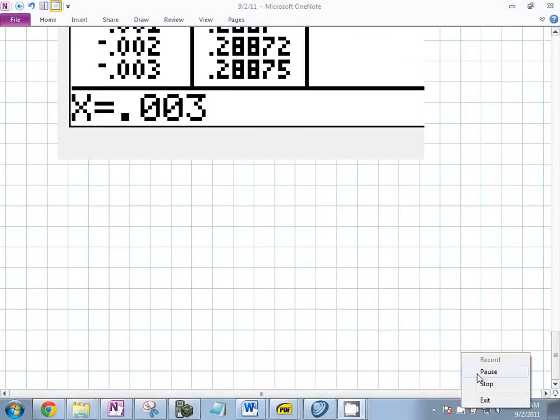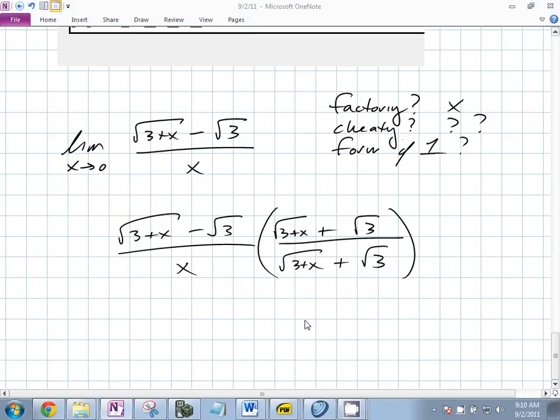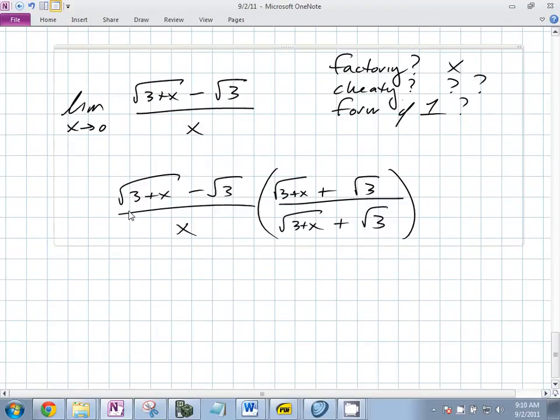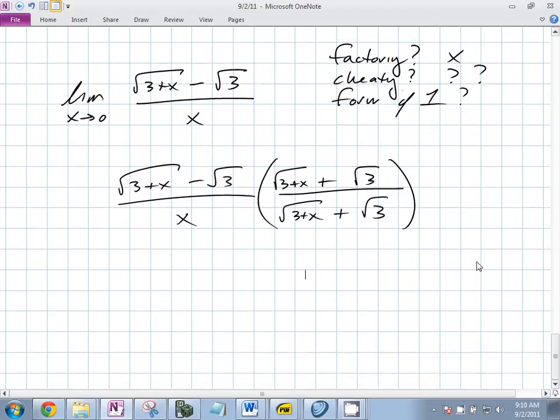Our clue that we have a nice place to go is, look at the graph. Is there an asymptote here? No, it doesn't look like it. It looks like a removable discontinuity. So theoretically, if it's a removable discontinuity, there's a factor in the numerator that cancels with a factor in the denominator. So it looks like there's a way to factor out what? X. So let's multiply this out and see what happens.